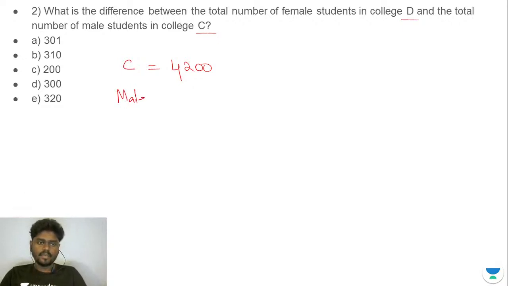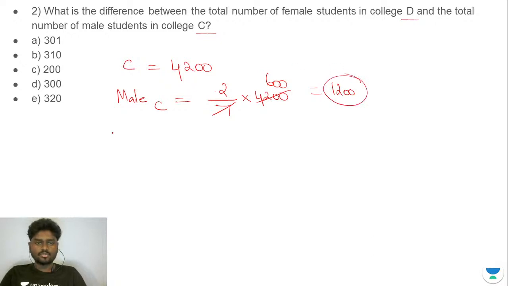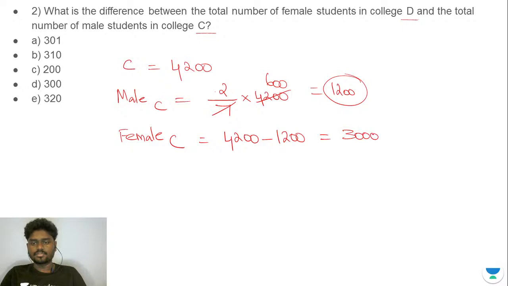If you find the male in college C, out of 7 parts, 2 parts are male. So it's going to be 4200 divided by 7, which is exactly 600, and times 2 you'll get 1200 to be the male. If 1200 is male, then the females in college C will be what? From 4200, if you subtract 1200, it will give you exactly 3000.